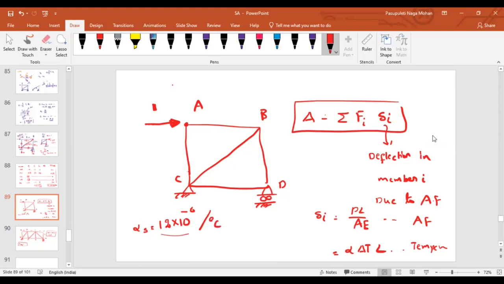What is this value? Let us say if there is a 1 degree rise in temperature, what I will get is 12 into 10 power minus 6. What does this value mean? What is this value, 12 into 10 to the power of minus 6? It is the rate of expansion. What is the physical quantity that we are measuring? If I multiply also with delta T, what will I get?